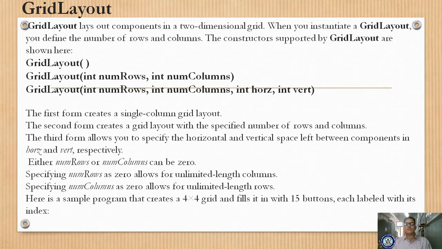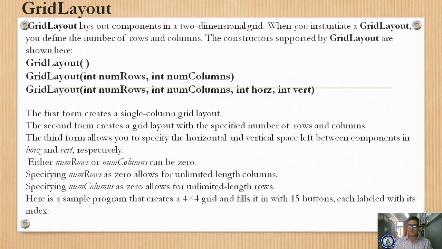When you instantiate a grid layout, you define the number of rows and columns. So whenever you assign a grid layout, you define the number of rows and columns. So you have to specify how many rows and how many columns you need to arrange your controls in your component.